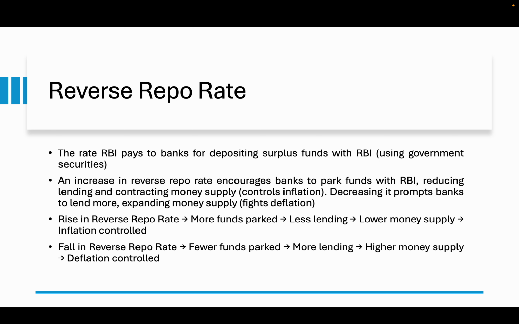Next one is the reverse repo rate. The reverse repo rate is the rate RBI pays to commercial banks when they park their surplus funds with RBI. So if RBI raises the reverse repo rate, banks prefer to deposit money with RBI to earn safe returns instead of lending to customers. This reduces money supply and helps control inflation. While if RBI lowers the reverse repo rate, banks earn less by keeping money with RBI, so they lend more to businesses and people. This increases money supply, useful during deflation.